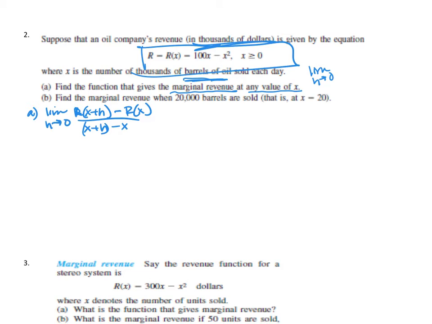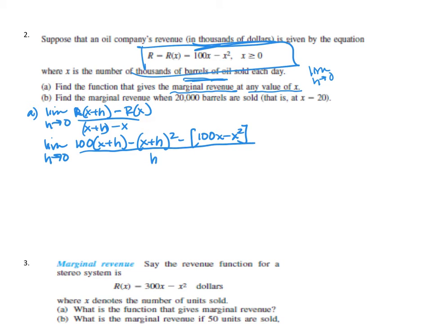So here we have, and we're going to go ahead and plug in that x plus h every place we see an x. So it's going to be 100 times the x plus h, minus the x plus h squared, minus that function, all over h. Then we are going to simplify this.